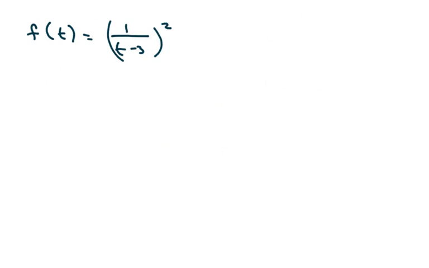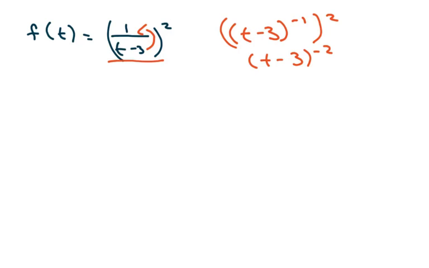Okay. The next one is this one. So I'm just going to write this as t minus 3, because 1 squared is just 1. So I'm just going to bring him up here. That's going to be to the negative 1 squared, which just gives you t minus 3 to the negative 2. Now we're going to take this. So that's the rewrite. Take the derivative of f.